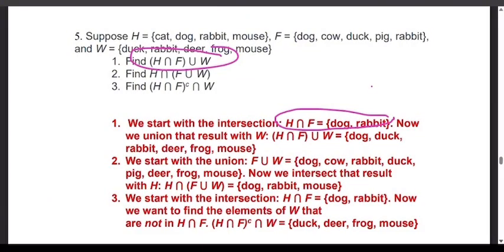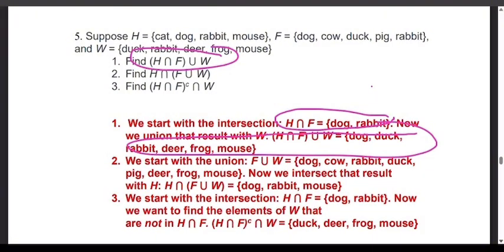After I'm done with that, I'm going to find the union between what I got and the W. Which means I'm going to add the dog and rabbit that I got for H intersect F to that of W. So I'm going to have a lot. That's why you see that. You've got a lot right now.